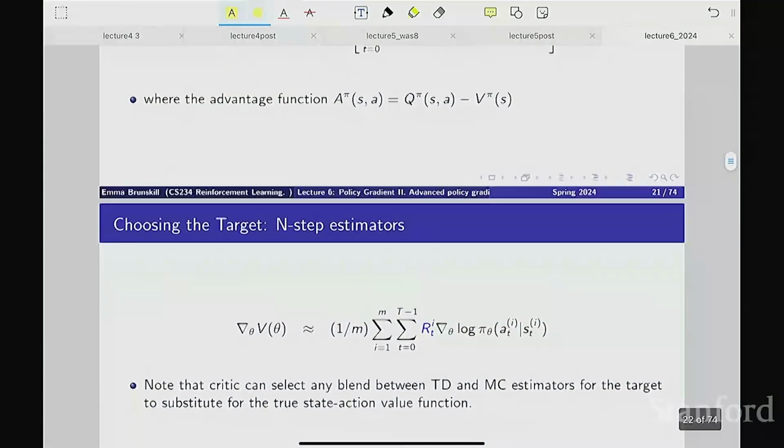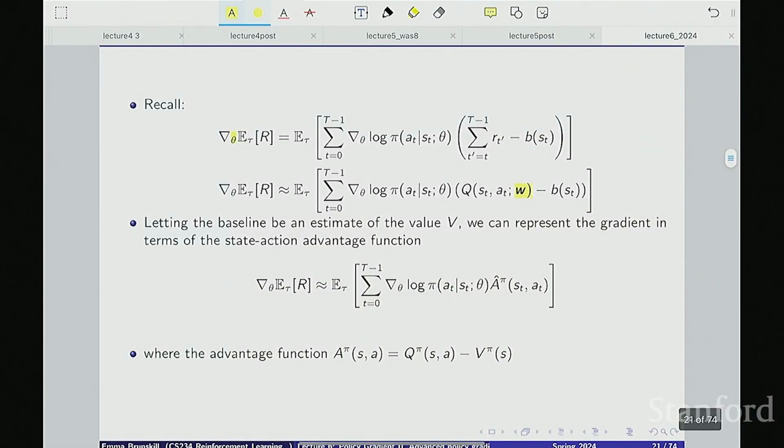Okay. Now, one of the things you might wonder here is, we've got these extremes. On the one hand, you could have this Monte Carlo return, the value of the state and action that you get from starting in that state and action and rolling out to the end of the episode. And the other is you could plug in a Q function. Now there might be some sort of blending between these two.